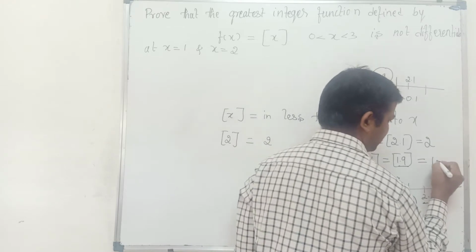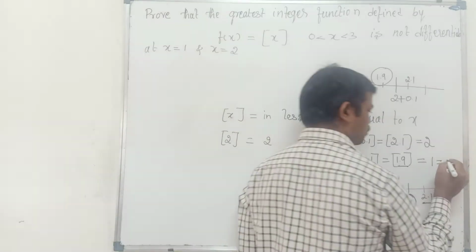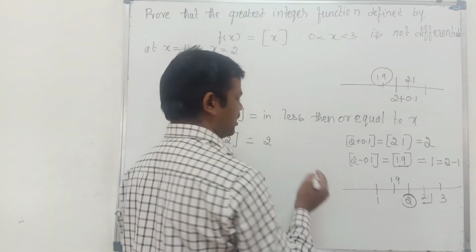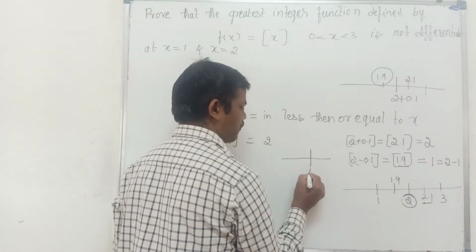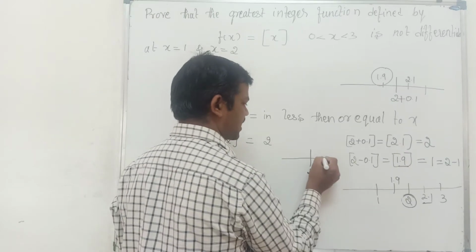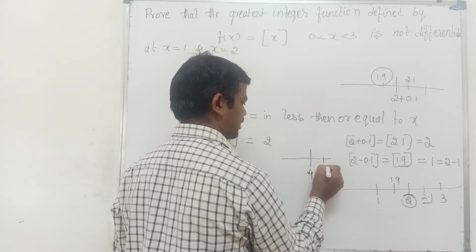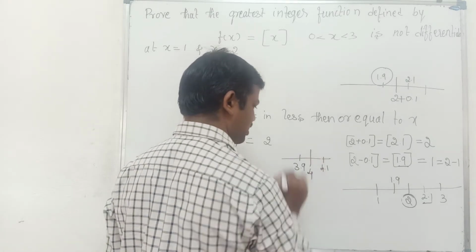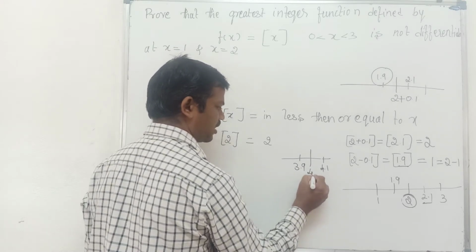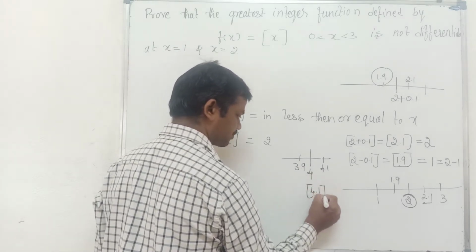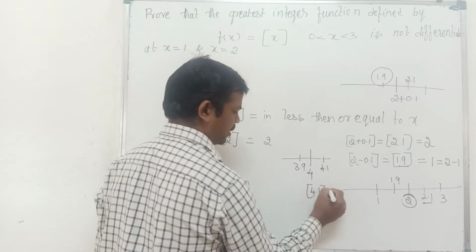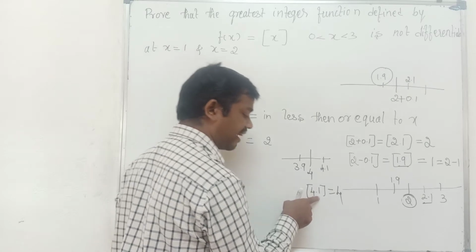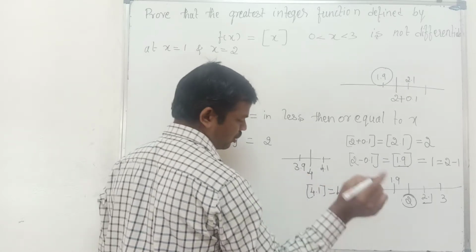So how can we write this 1 with respect to 2? We can write it as 2 minus 1. So whatever number we take, suppose we take 4. Its right side, suppose we add 0.1, is 4.1, and the left side is 3.9. The greatest integer of the right side of 4, that is 4.1, is 4 itself.